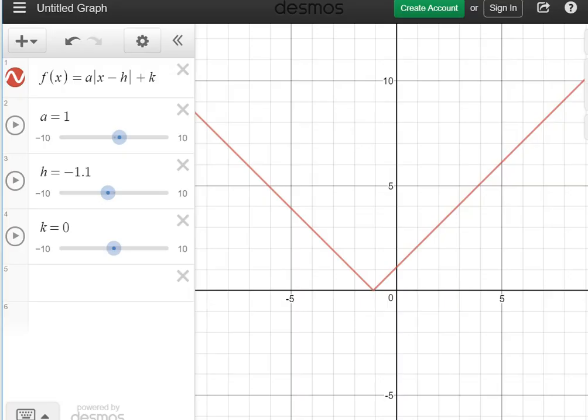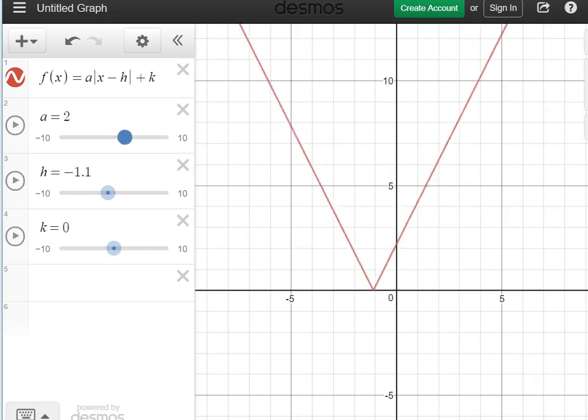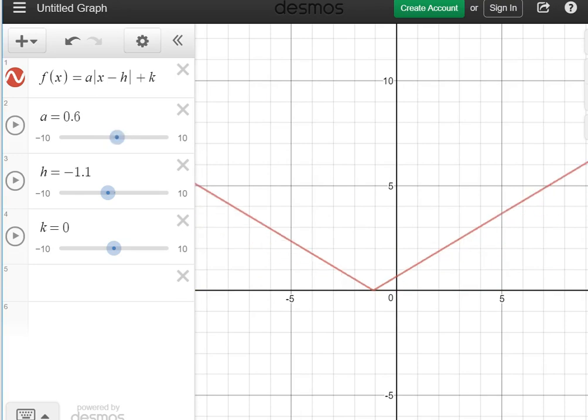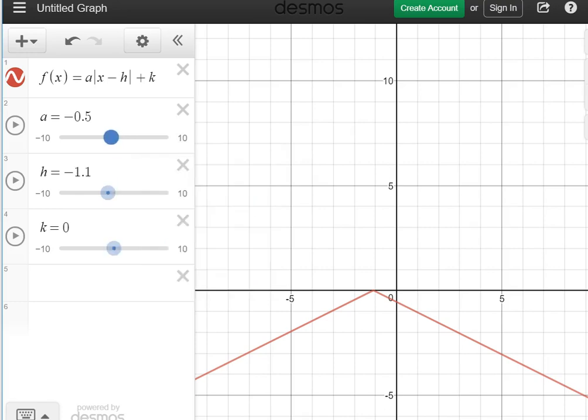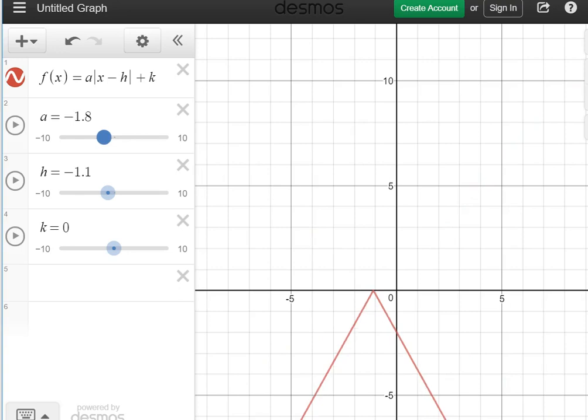The last piece is our a, and a is the one that changes the shape. When a is larger than 1, it makes it a vertical stretch. When a is a proper fraction between 0 and 1, it's going to make it a vertical shrink. So that means it makes it wider. You'll notice when a is negative, that gives our graph a reflection. So when a is positive, it opens up, and when a is negative, it opens down.